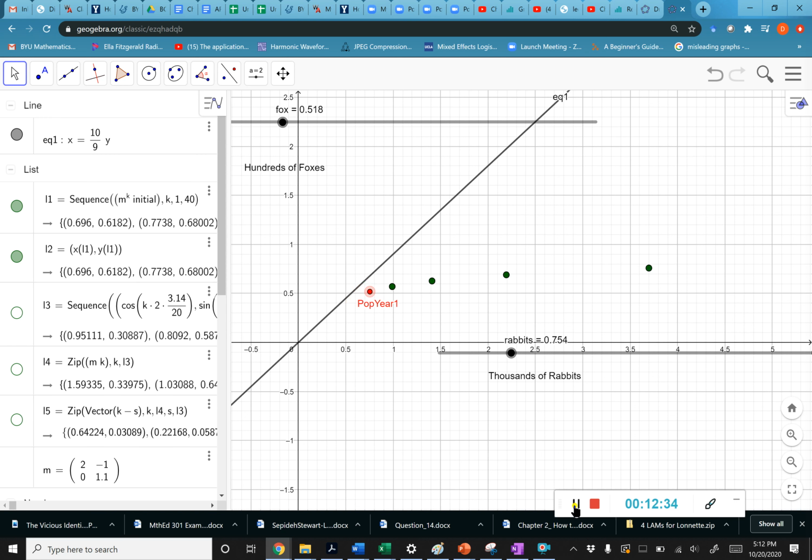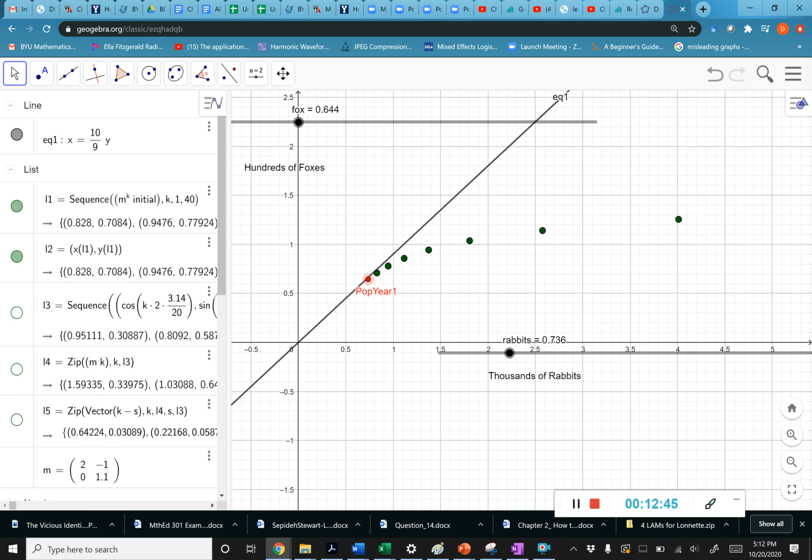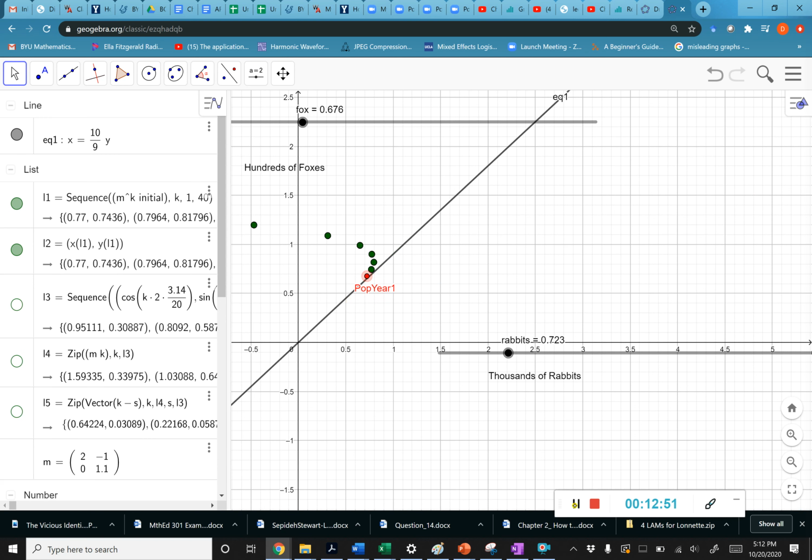If I'm over to the right of this line, then the rabbits will live, their population will be healthy and successful. But as soon as I cross that line, even on that line I'm okay, but as soon as I cross that line, boom, the foxes eventually are going to eat up all the rabbits. So, which isn't good for the rabbits or the foxes.